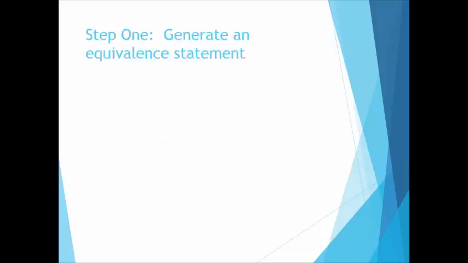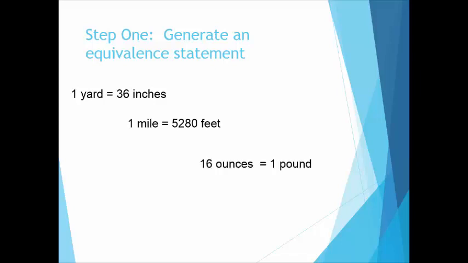Step 1, we want to create what's called an equivalency statement. Basically, one thing equal to another. For example, 1 yard is the same as 36 inches. 1 mile is the same as 5,280 feet. And 16 ounces is the same as 1 pound. So when I talk equivalency, we're talking the same. I need 2 units that are the same. So if I'm working with yards and inches, I need to know what makes them the same.